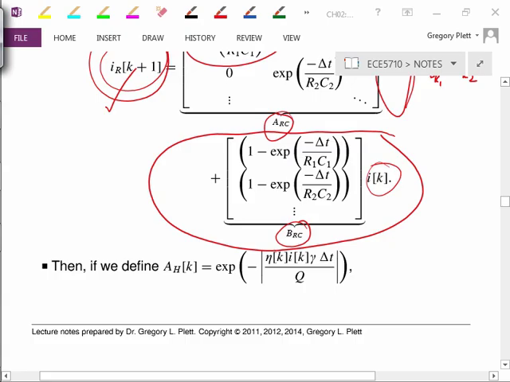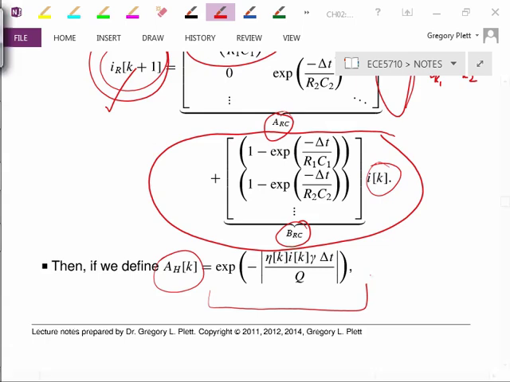I can put these expressions together into one matrix expression form, which can be convenient for computer computations. So I will define a hysteresis A matrix, which is the coefficient that we saw on the previous section, this e to the minus absolute value eta I gamma delta t over q. That was the hysteresis time constant.